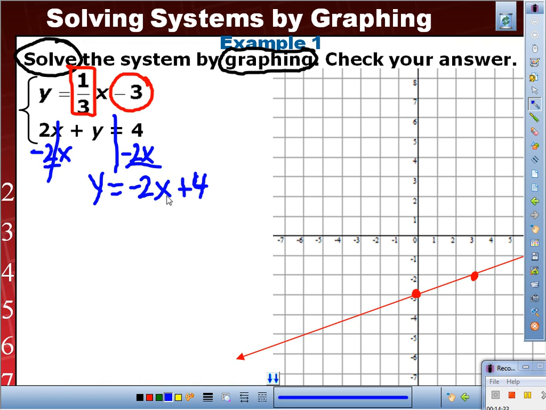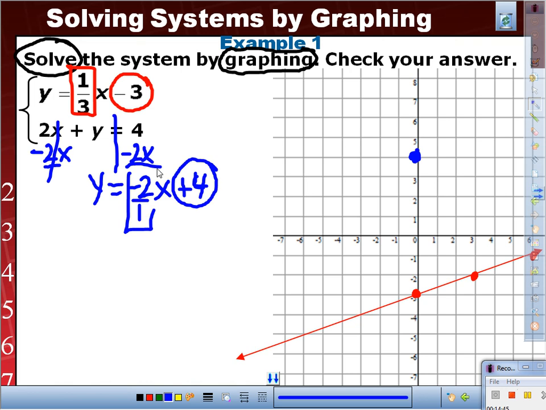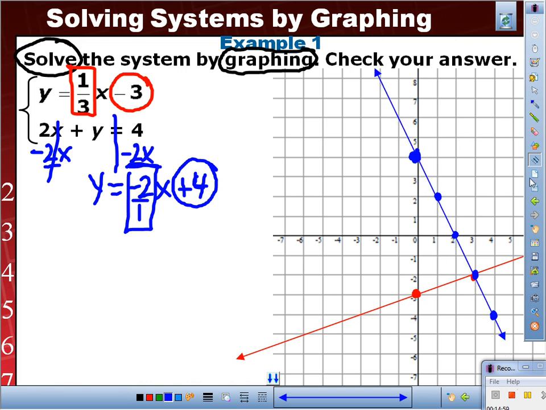I'm going to go to the second one. Where do I start? At 4. There it is. And then my slope is 2 down, 1 to the right, 2 down, 1 to the right, and so on. Then I graph my line. All right, I think I'm done graphing.